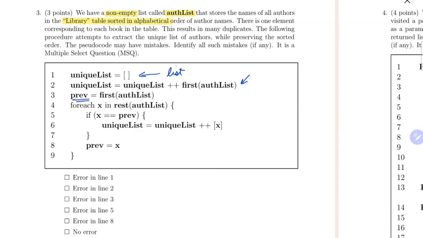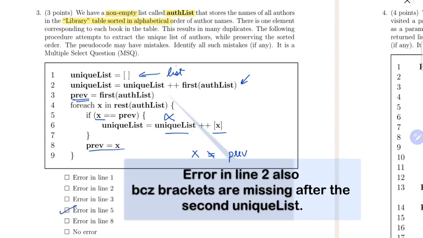For each x in rest, this means the rest of the auth list except for the first one, for them we check if x is equals to previous, then unique list is equals to unique list plus x. So this is definitely wrong. Here it should have been if x is not equals to previous, because we are creating a list of unique items. So definitely there's an error in the fifth line, and then previous is equals to x. I think the whole code is correct except for line 5.